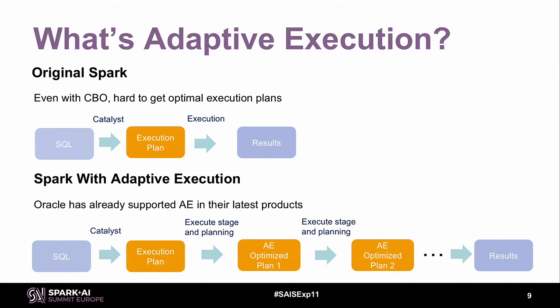As you can see, during the execution, we can get further optimized plan 1 and further optimized plan 2, and so on. In such a way, usually we can get a better execution plan. This kind of technology is called adaptive execution in academia. And Oracle has already supported adaptive execution in their latest products.